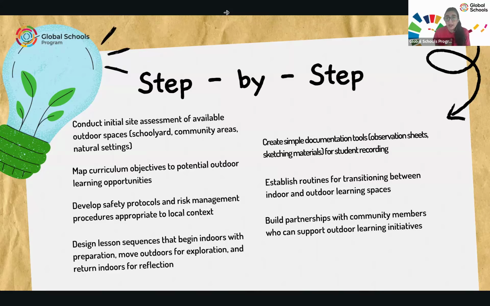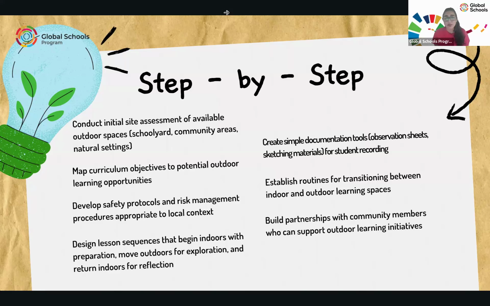Okay. As far as documentation goes, again, like I was saying, you can create simple documentation tools. This can be journals, this can be a sketchbook, this can be their notebook. Just make a page for notes or observations. This can also be voice recordings, this can be photographs, this can be anything that is available to you for recording purposes. You establish routines for transitioning between indoor and outdoor spaces, and finally, you build partnerships with community members.